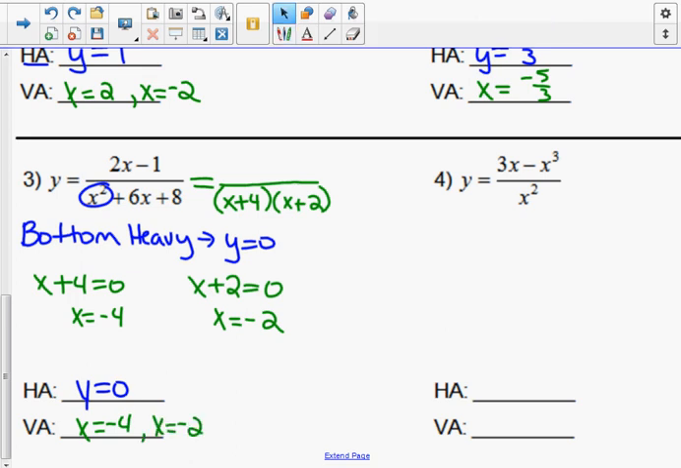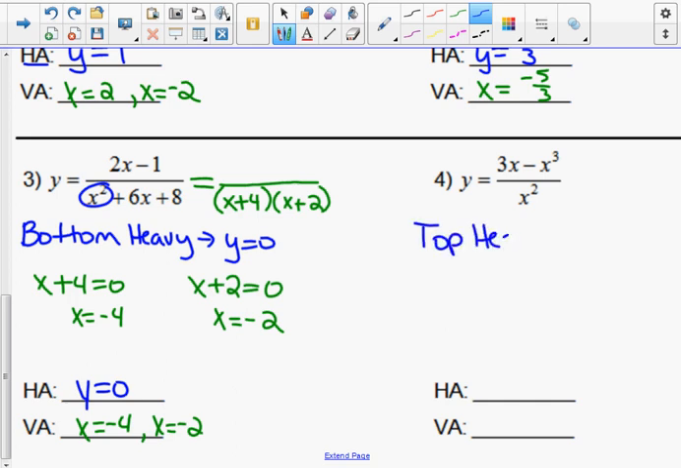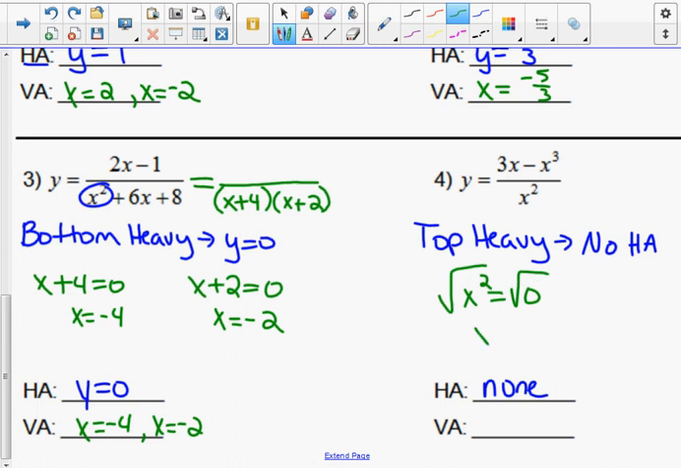I would like to think that you guys are ready now to do example 4 on your own. So please take a moment, pause it, do this problem on your own. When you're ready, unpause it, and we'll compare answers. Hopefully you guys got the same answer as me. It's top heavy, so there's no HA. Since the denominator is x squared, the vertical asymptote is going to be x equals 0.